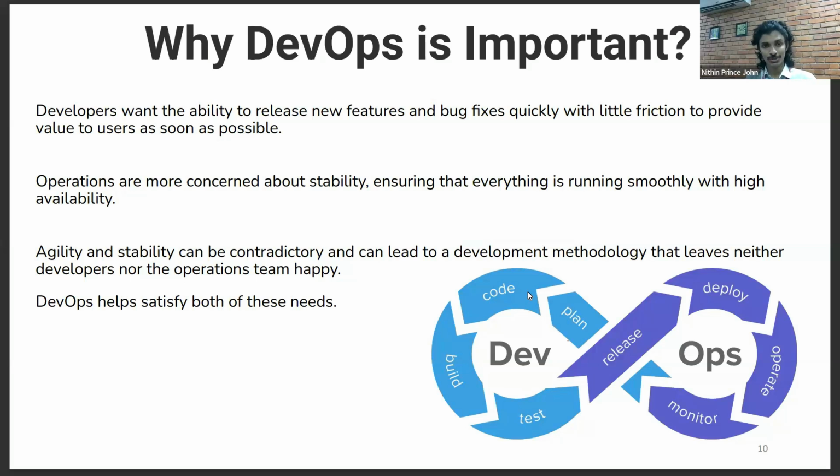So how do we resolve this? The operation team needs stability while the development team needs agility. Both of them are contradictory, right? So how do we resolve those? We can resolve them using DevOps. DevOps helps satisfy both of these needs. That is the idea of DevOps.